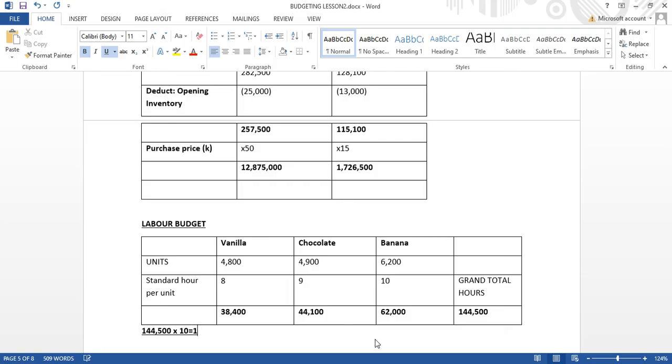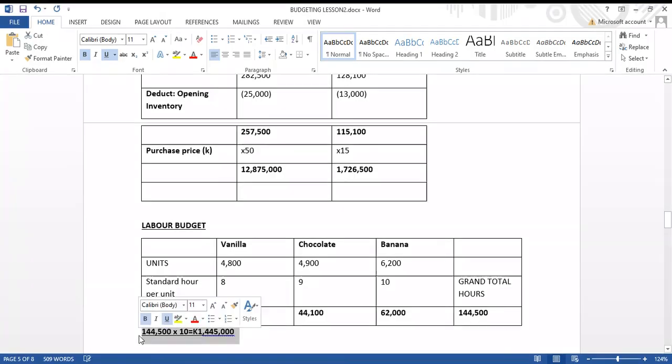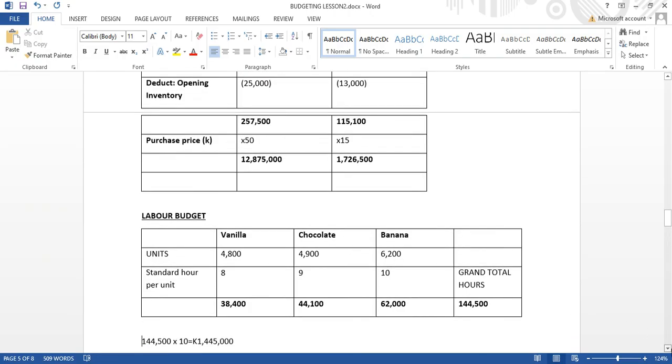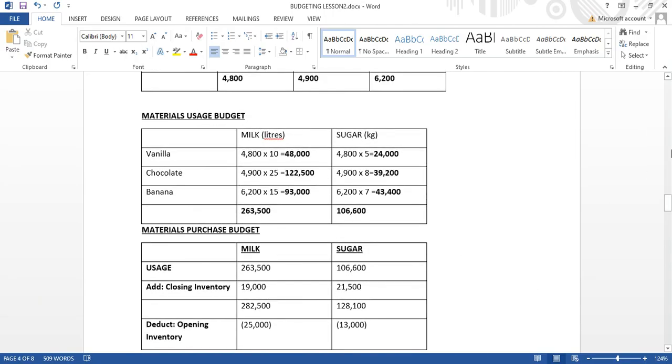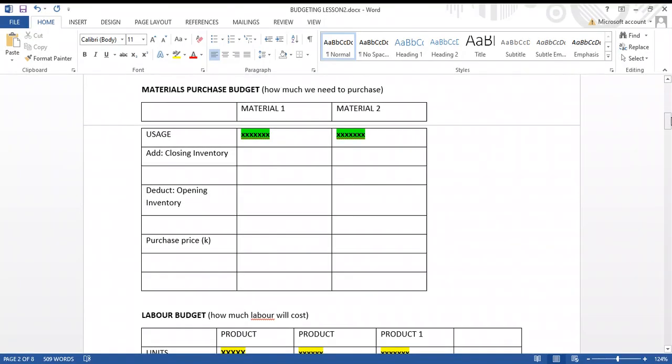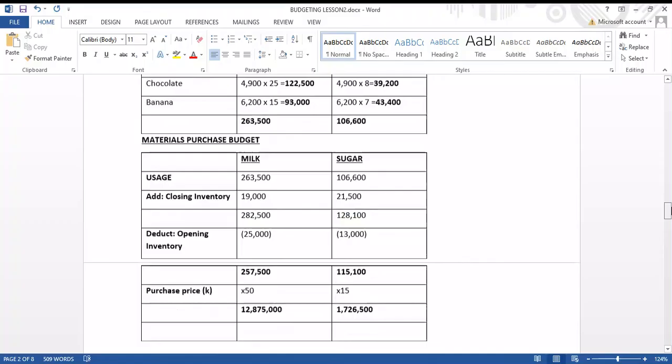So our total cost for labor is going to be 1,455,000 kwacha. That's how much we're going to spend for labor. That's the total amount that will be spent for labor. So we are done. We have made the budgets which have been requested for. And this is the information we have got.